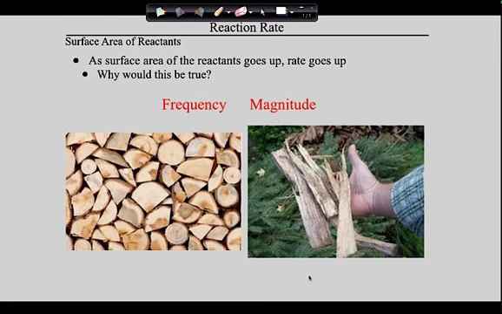And guys, everywhere there is surface area, there is now a new place for oxygen to collide with the wood. Does that mean the oxygen collides harder? No. But what does it mean? It means the oxygen can now collide more frequently because there's more places for it to collide. Does that make sense?